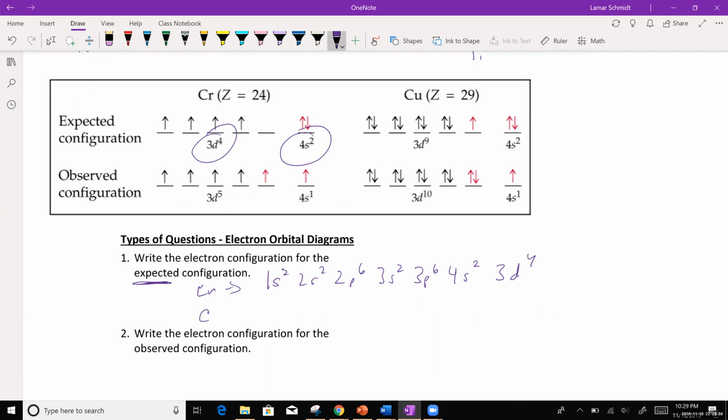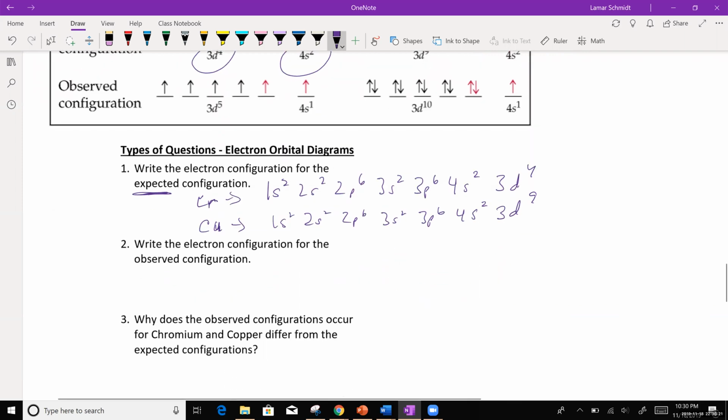And then for copper, it would be 1s2, 2s2, 2p6, 3s2, 3p6, 4s2, 3d9. So this is chromium, and that is copper.